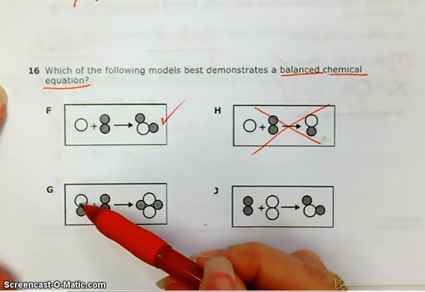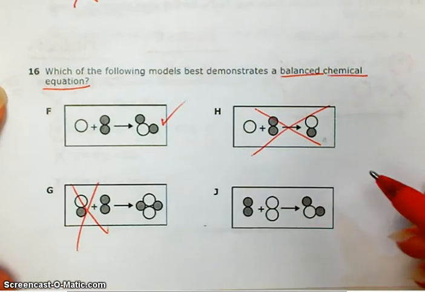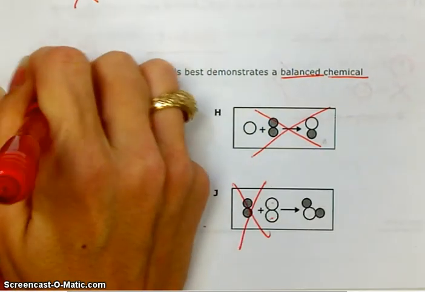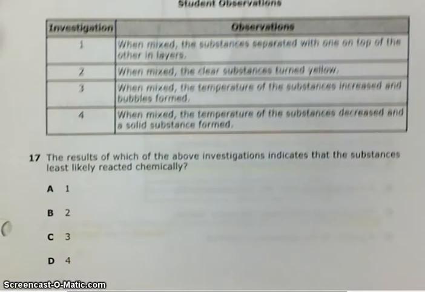Okay, G, I have 1, but I have 2 over here, so that's not balanced. 2 of these here, but only 1 on the product side. That's not balanced. It's going to be F. Okay, let's go to 17.